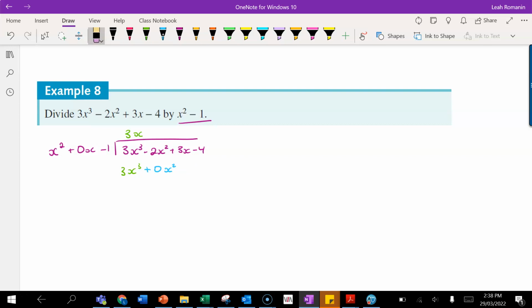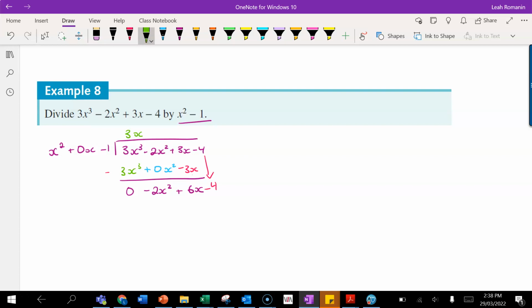Okay, let's subtract. So 3x cubed minus 3x squared is going to be 0. Negative 2x squared minus 0 is still going to stay as negative 2x squared. Then 3x plus another 3x is plus 6x. And then I'm going to bring that 4 down at minus 4.